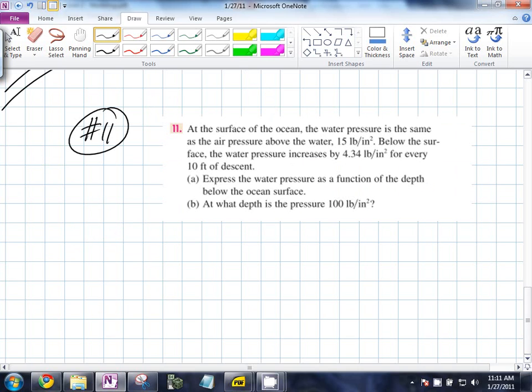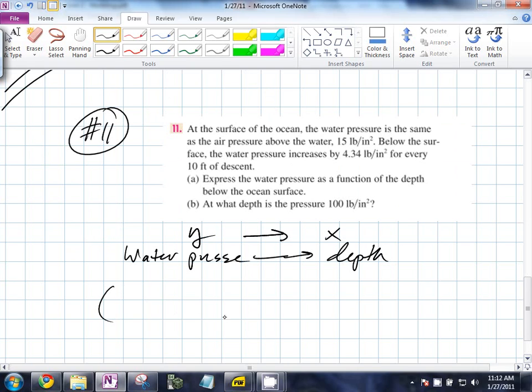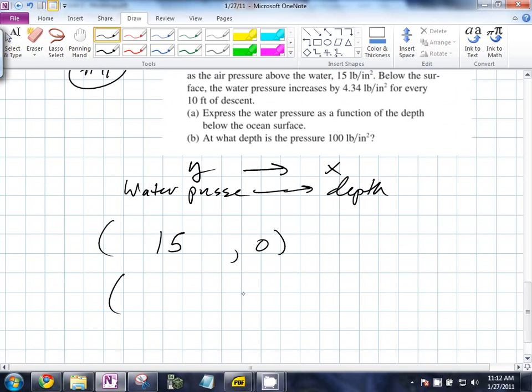So this is going to be the water pressure in terms of depth. So think about this, y in terms of x. So we have water pressure at a depth of 0 is what? At the surface. It's in the question, everybody. Take a look at the 15. So there's our first point. What would be our second point? 10 feet and 4.34. So this would be our water pressure, and this is our depth.